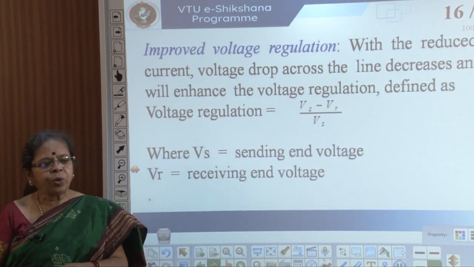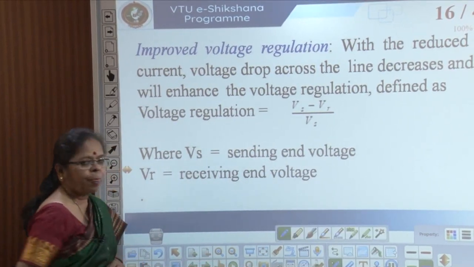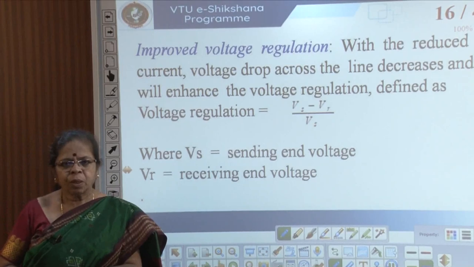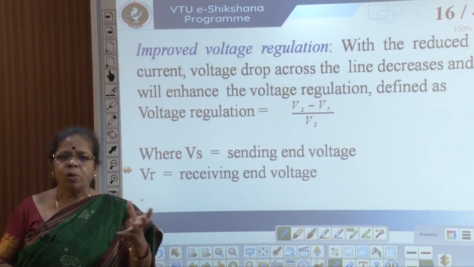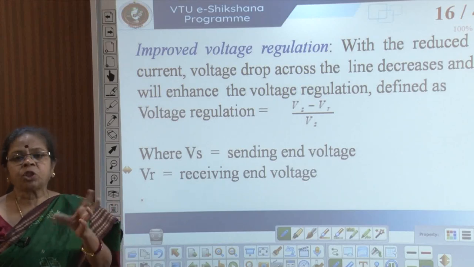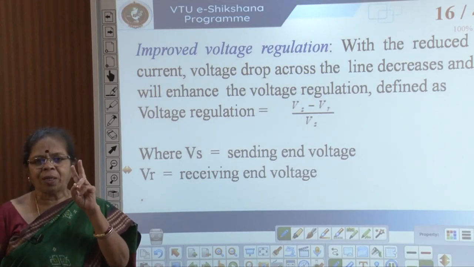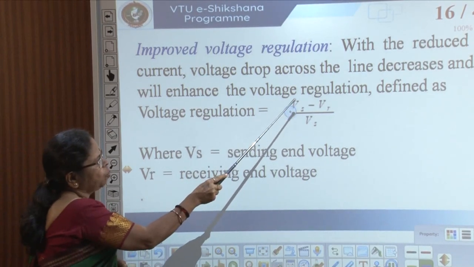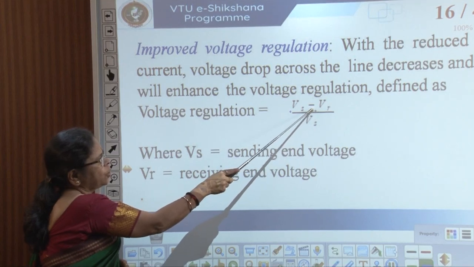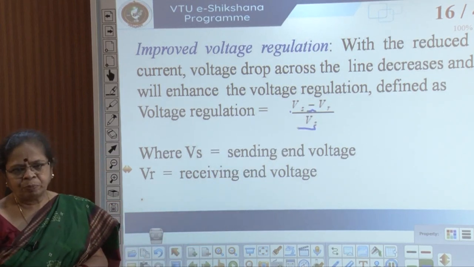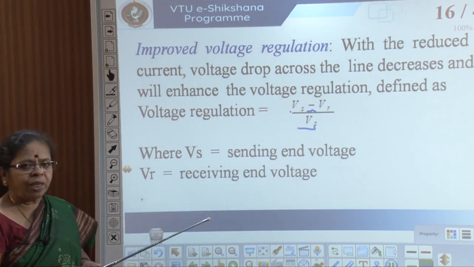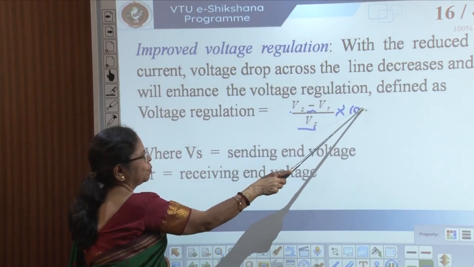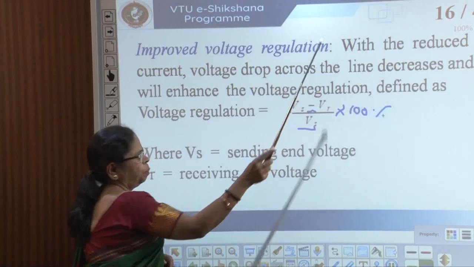An improved voltage regulation. What is voltage regulation? So, in engineering, regulation always refers to a change. So voltage regulation means change in the voltage. When I say change, I have to say change between two parameters. Change is always when you have two parameters. So the voltage regulation is defined as the sending end voltage minus receiving end voltage divided by the sending end voltage. Normally, the voltage regulation is expressed in percentage, so I can multiply this by 100. This would be the percentage change.